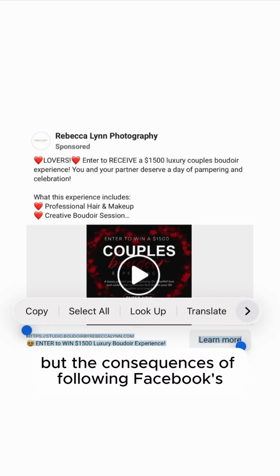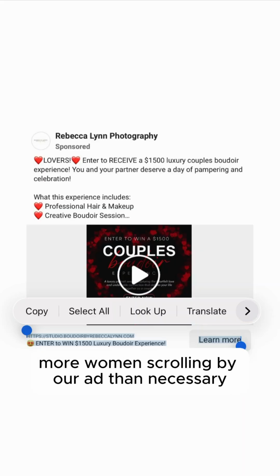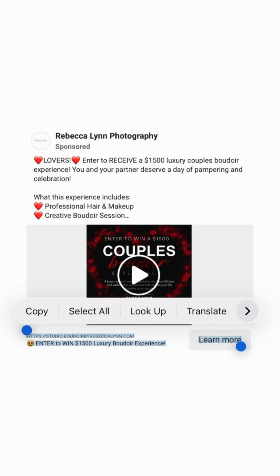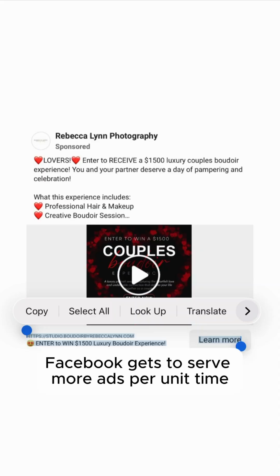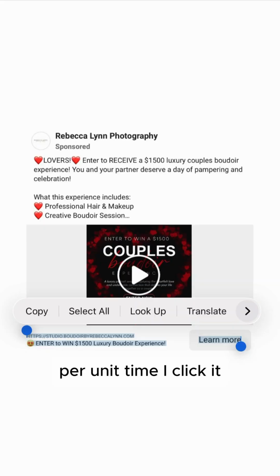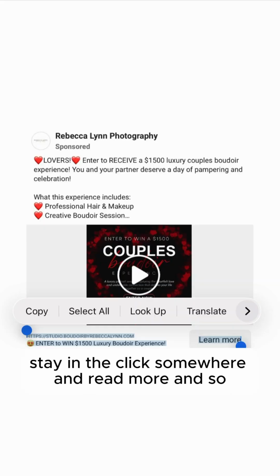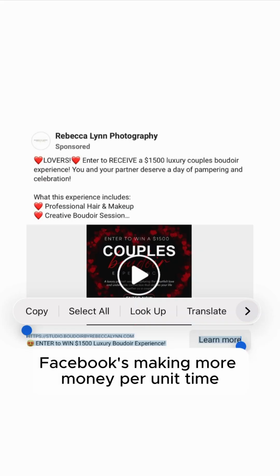But the consequence of following Facebook's leads and recommendations is more women scrolling by our ad than necessary, pulling our unique CTR under 6%, leading to BLCS. And on the flip side, Facebook gets to serve more ads per unit time because more women are scrolling by our ads, not staying to click somewhere and read more. And so Facebook's making more money per unit time. We're losing more money per unit time.